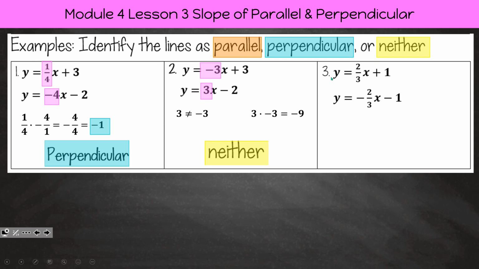Finally, we have y is equal to 2/3 x plus 1, and y is equal to -2/3. Again, we have opposites, 2/3 and -2/3, but this would have to be -3/2 if it was going to be the reciprocal. So again, this is neither. They are not parallel and they are not perpendicular. Okay, so you're going to have to be able to do that in your practice today.